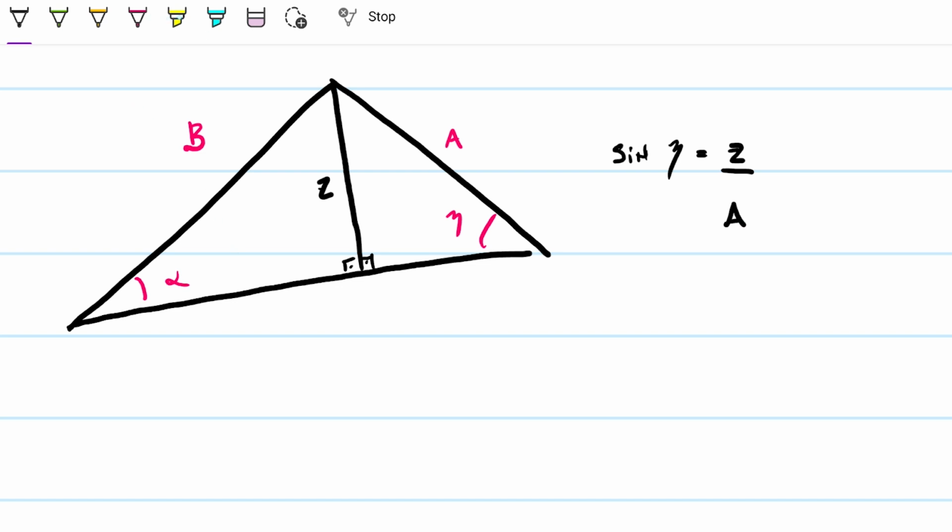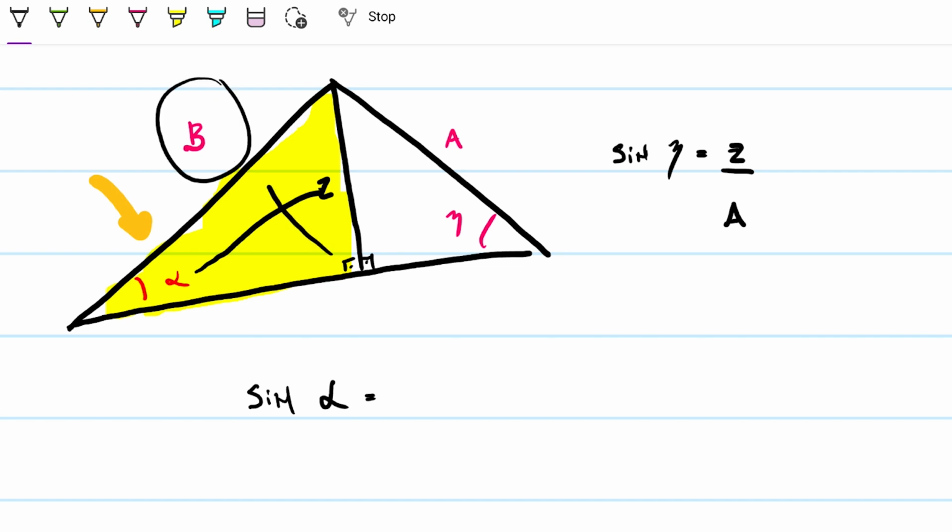And I can do exactly the same thing with this other triangle that I have created here too, because there's a second triangle here, and again, this is a triangle that has that 90 degrees. So I can also apply it here. This is in respect to angle alpha. And sine of alpha equals the length of the opposing side over the hypotenuse, which in this case is B. So sine of alpha equals Z divided by B.